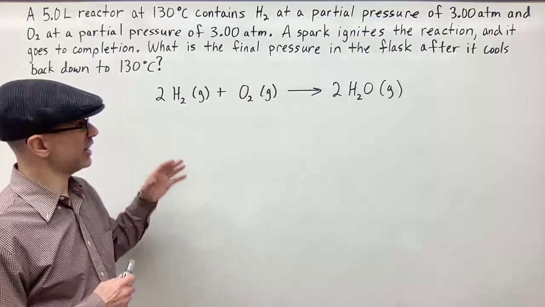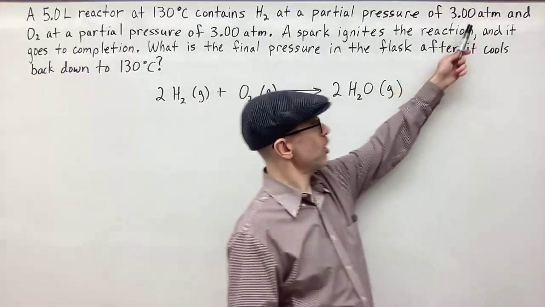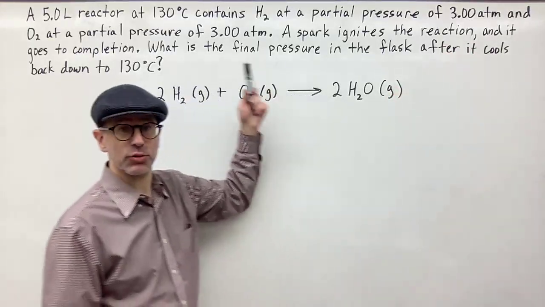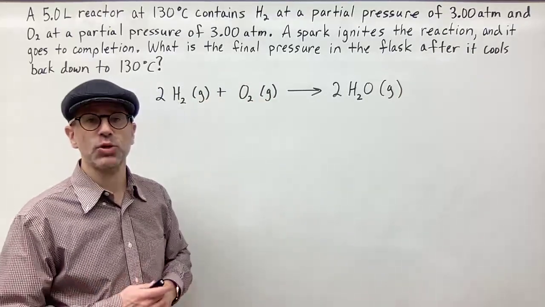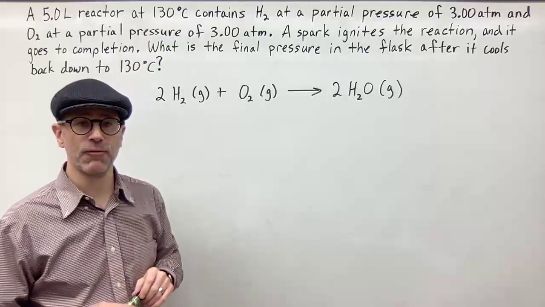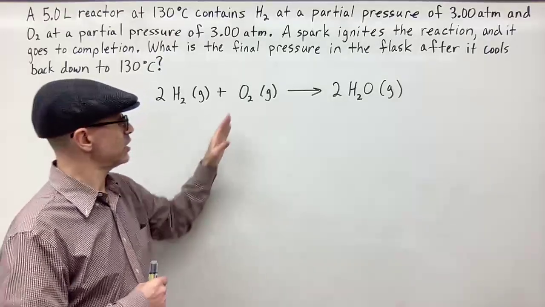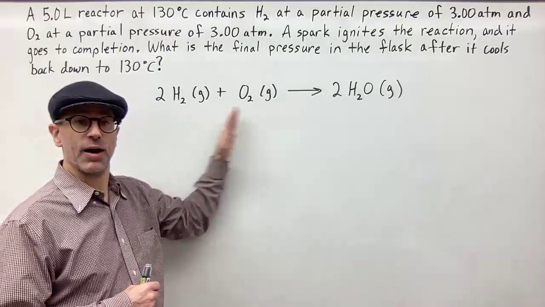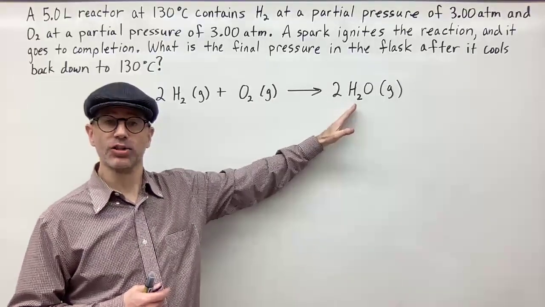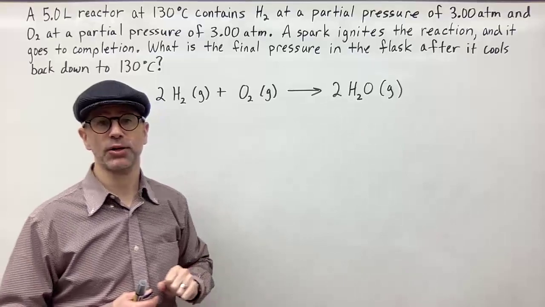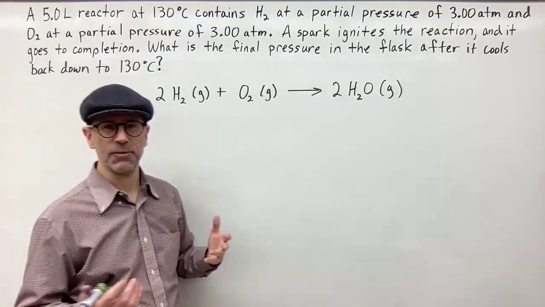Because they give us 3 atmospheres of one gas and 3 atmospheres of the other gas, we don't know which one's going to run out. So we got to figure that one out first. We could have some leftover reactant that would contribute also to the total pressure along with the product formed. So we got to figure all that out.